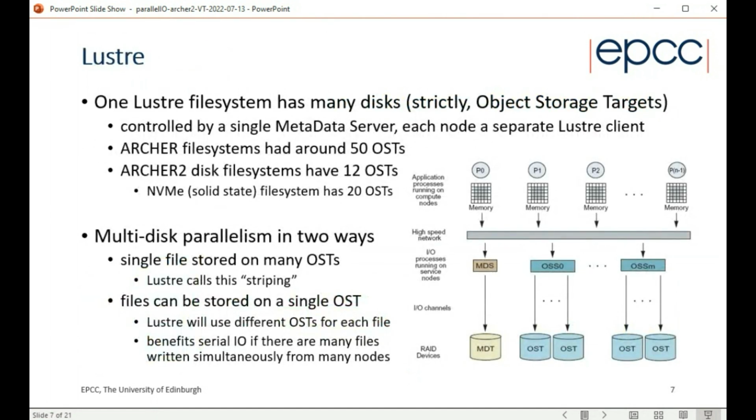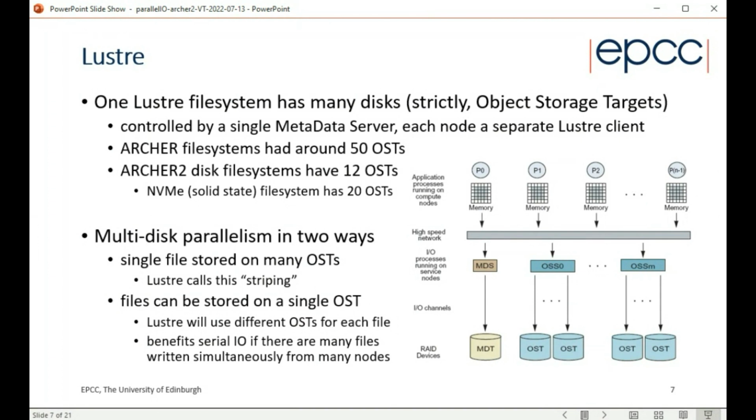So the file system we have on Archer and Archer 2, and it's come to dominate actually over the past decade or so, is Lustre. And the way Lustre works, it has many disks. Now, strictly, they're called object storage targets, OSTs. To me, they're the smallest user addressable unit. In practice, it's actually multiple disks in a RAID array, but I think of it as a single disk.